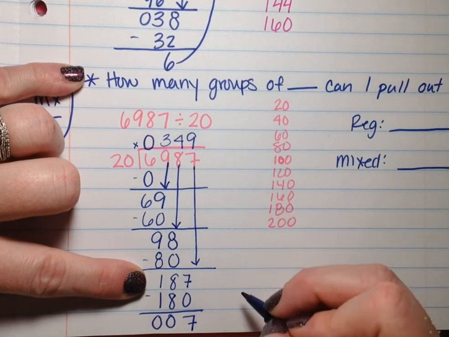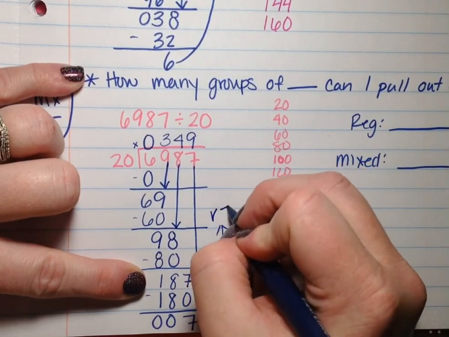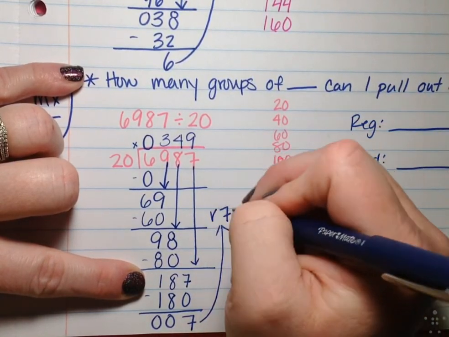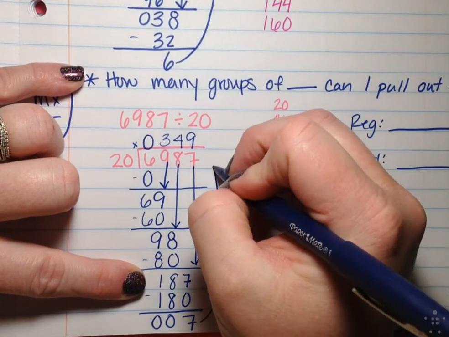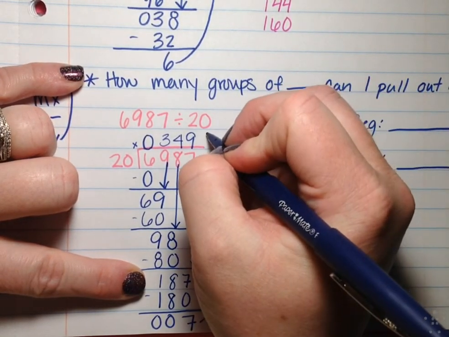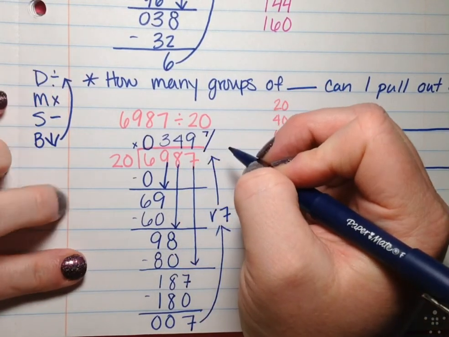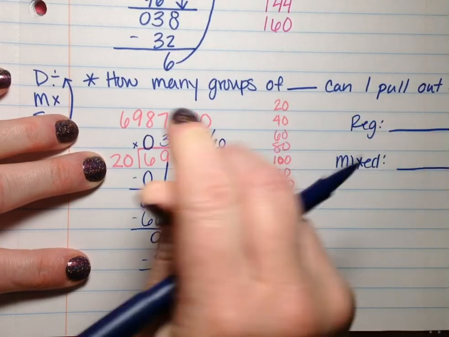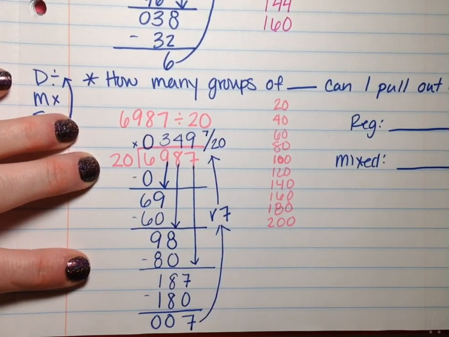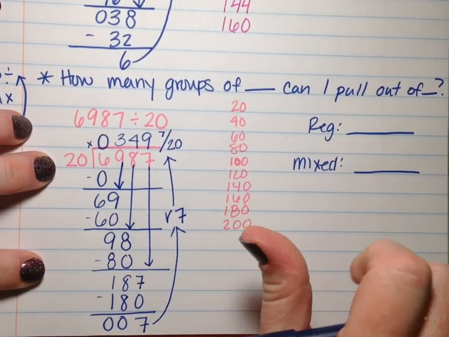Okay. Nothing left to bring down, so I'm going to bring my 7 about halfway up to give my regular remainder. It's very good that it's there, so when we need to check, we can use that. And then we're going to bring it up to the tippy top of our fraction, and our denominator is our divisor, 20, because that's how many people we're giving our cookies to. Okay? Then I'm going to transfer to the side.